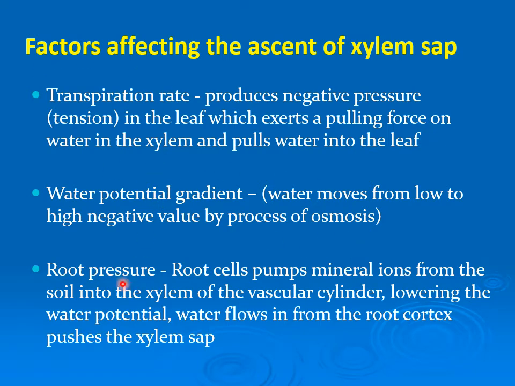Right, another factor is the root pressure. Now, root cell pumps mineral ion from the soil into the xylem of the vascular cylinder. It will lower the water potential. When the water potential becomes lower, means more negative, so water will flow in from the root cortex, and this will push the xylem sap up. Okay, so kena faham ada 3 faktor yang kita kena consider untuk bagi dia air naik ke atas dalam xylem tersebut.